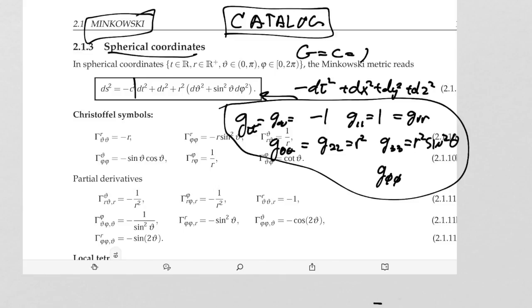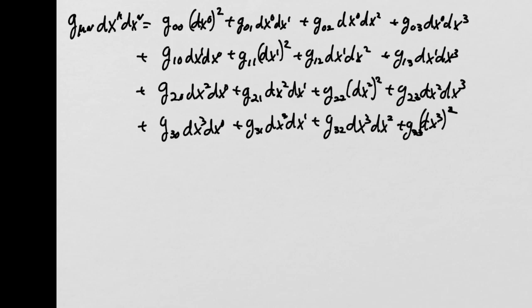Now, the catalog also gives you the Christoffel symbols in this system, and we should be able to calculate those. Just as a quick example, let's calculate this one here. But first, let's review a few quick points about spherical symmetry that we have to understand.